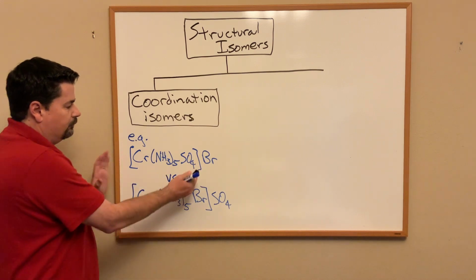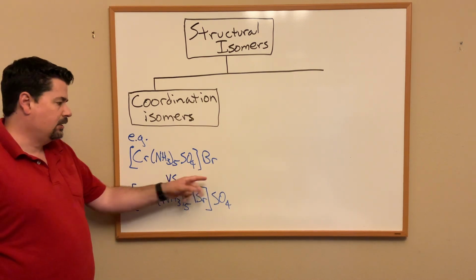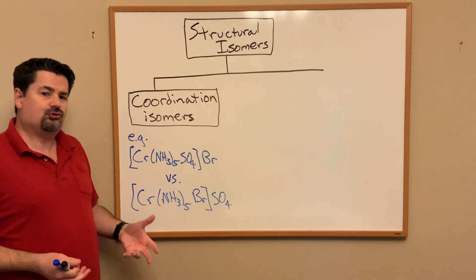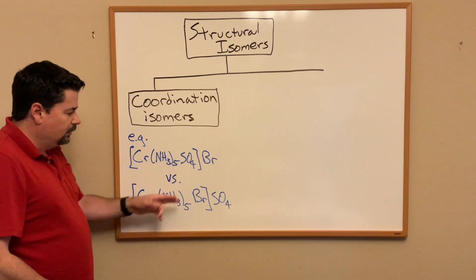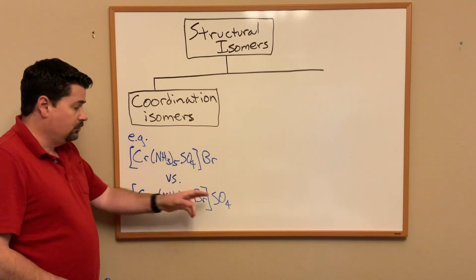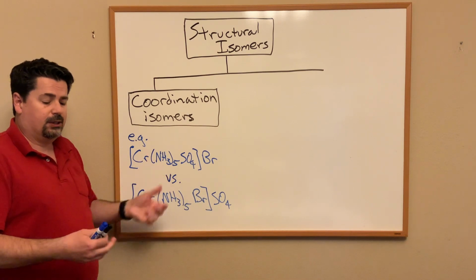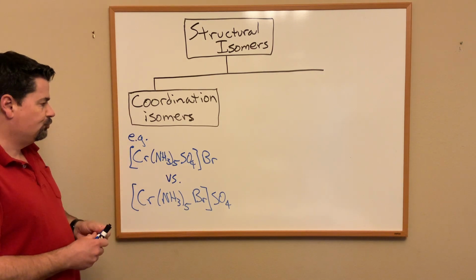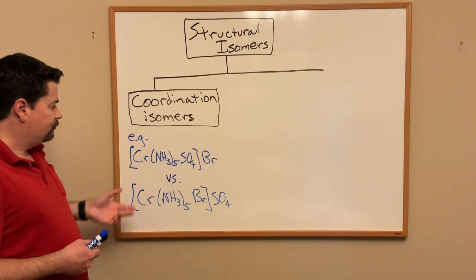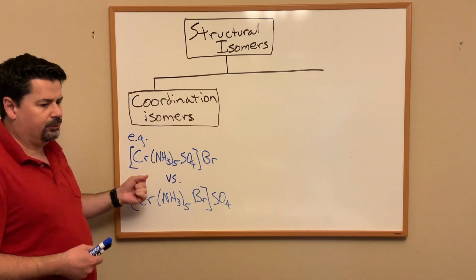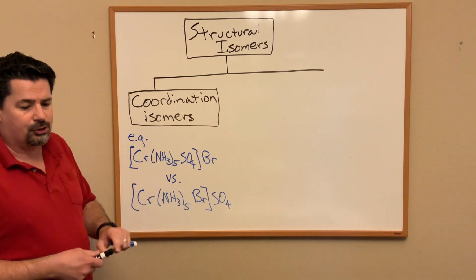So here, the first one, the bromide is the counter ion. The sulfate's in the complex ion, in the coordination sphere. And the bottom one, now the bromide is a ligand in the coordination sphere, and the sulfate is outside as a counter ion. All right, so those are coordination isomers, and they're easy enough to see just by the formula here. We don't really need to draw their structures.